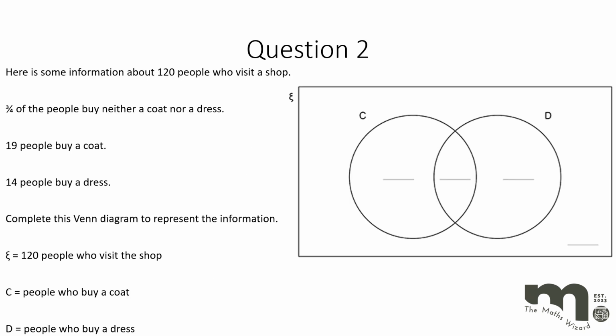So what's more common is questions like this, where they're wordy questions, essentially. So it says here's some information about 120 people who go to a shop. 3/4 of those people buy neither a coat nor a dress, so they don't buy anything. 19 people buy a coat. 14 people buy a dress. Okay, and we've got to complete this Venn diagram to represent this information, essentially. Okay, so maybe pause your video, then have a go.